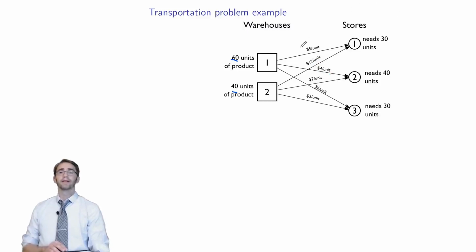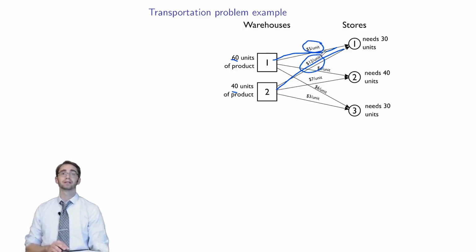Let's suppose that warehouse 1 decides to send 30 units of the product to store number 1. So then how much do we pay for that? There's 30 units of the product going from warehouse 1 into store 1, and that costs us 30 times $5 per unit here, which is $150. On the other hand, if we were to send, say, 15 units from warehouse 1 and 15 units from warehouse 2, then the amount you would pay would be 15 times $5 plus 15 times $12, which is $255.